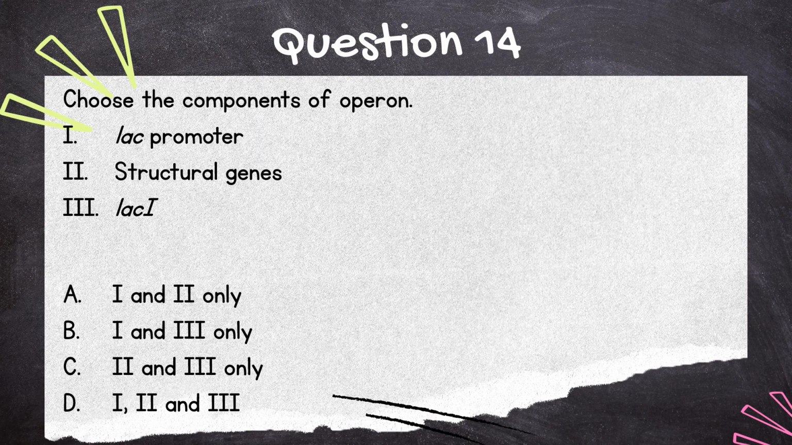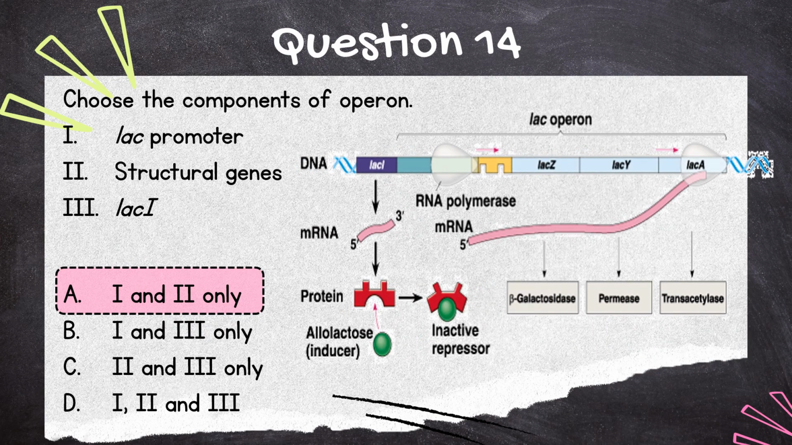Question 14. Choose the components of operon. The answer is A. As shown in the figure, I is not part of the operon, but it controls the operon. It is the regulatory gene.